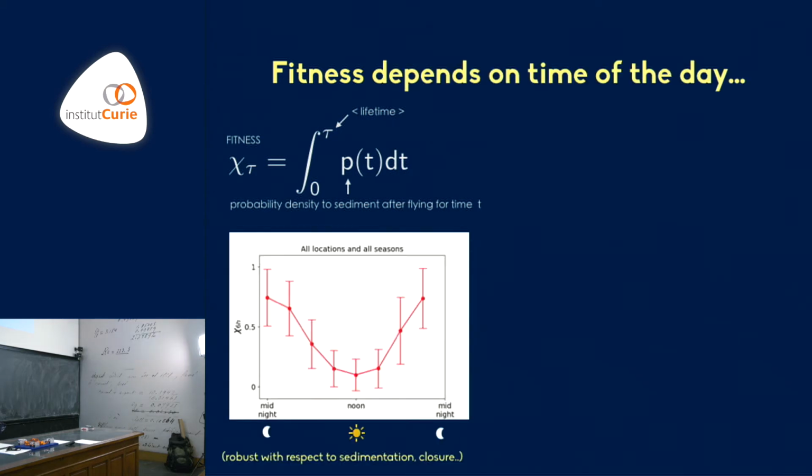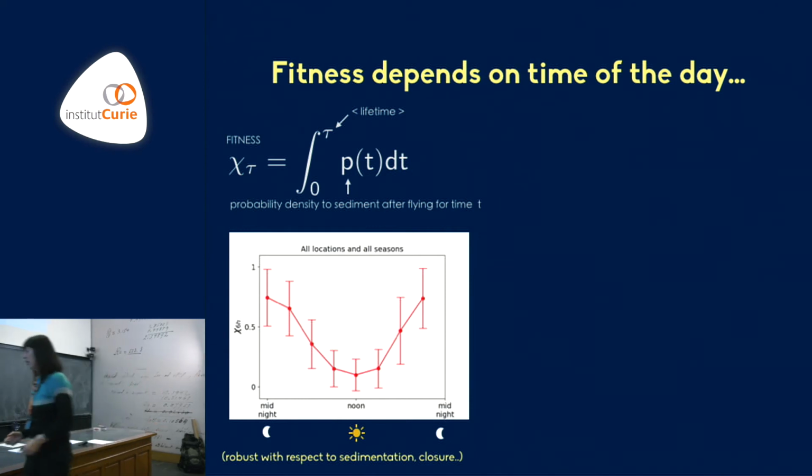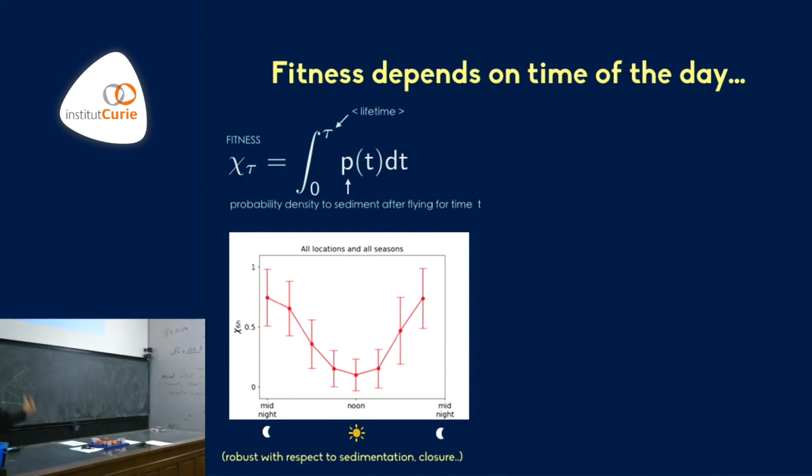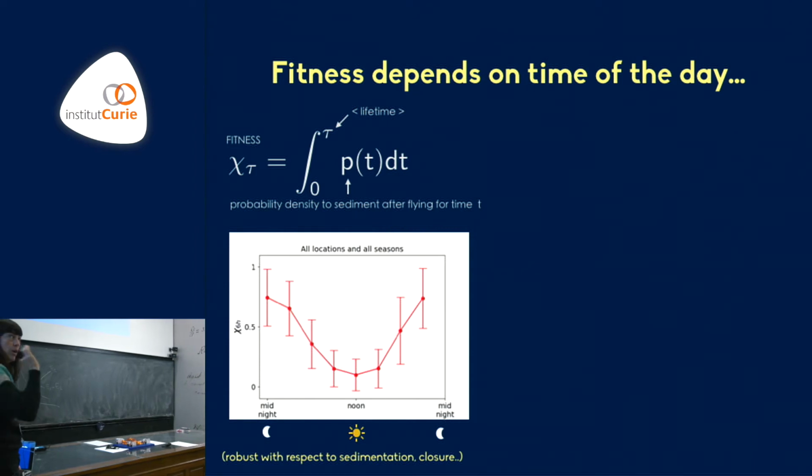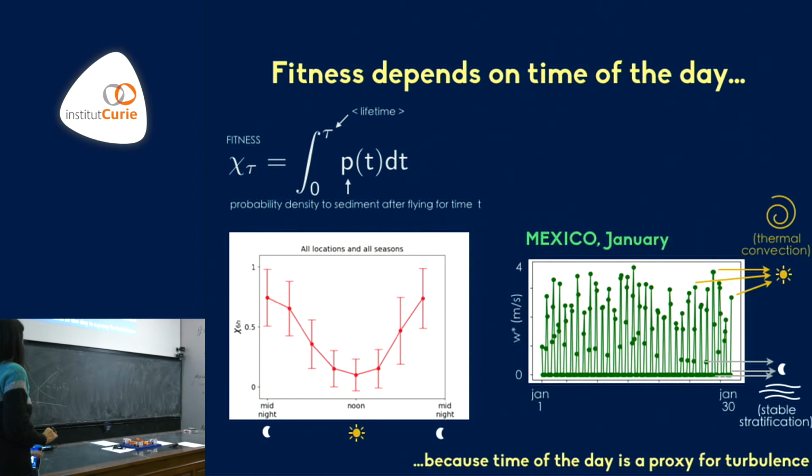This is how the fitness depends on time of the day. What this means is that if you throw your spores at noon, they are going to take a while to come back. This is because at noon there's a lot of convection, the atmosphere is unstable, so they're going to be taken high up in the atmosphere, and it's going to be a while before they come back. So there is a dependence on time of the day, so those patterns might have a meaning.